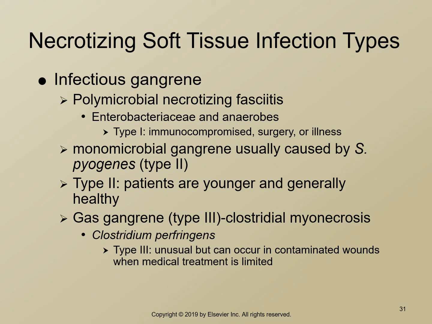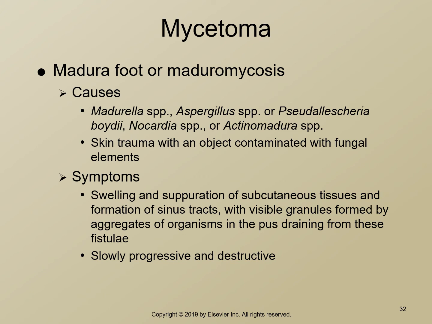Type 3 infection caused by Clostridia is now unusually uncommon, but the toxins produced in this Clostridial myonecrosis contribute to extensive soft tissue damage. This usually occurs in contaminated wounds when medical treatment is limited. Mycetoma is another type of soft tissue infection that's a chronic skin and subcutaneous infection caused by either bacteria or fungi.